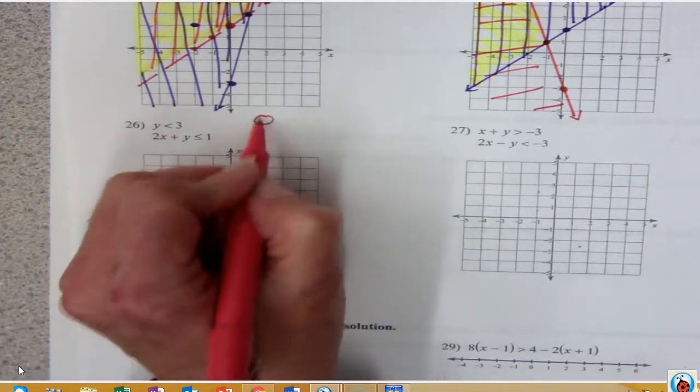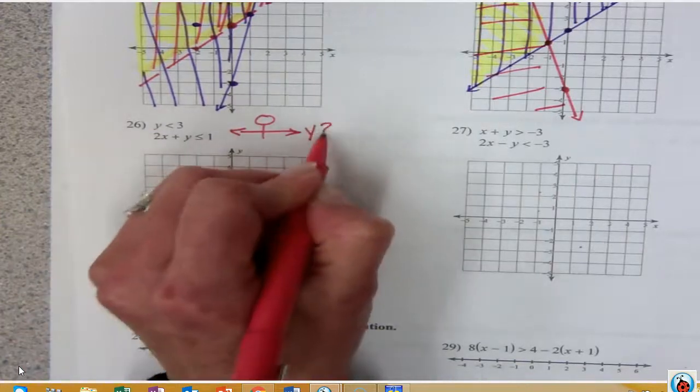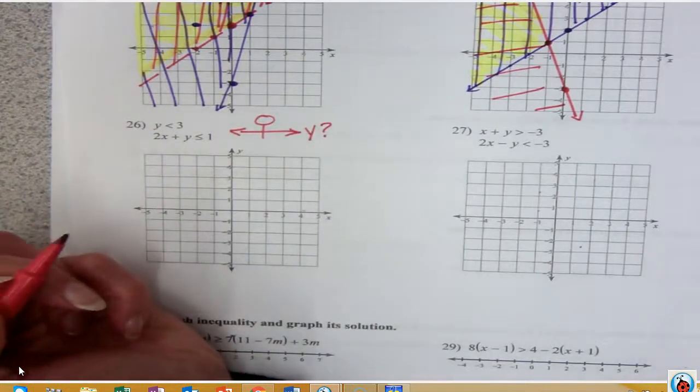Why are your arms stretched out like this? Why are your arms out like that? I don't know.